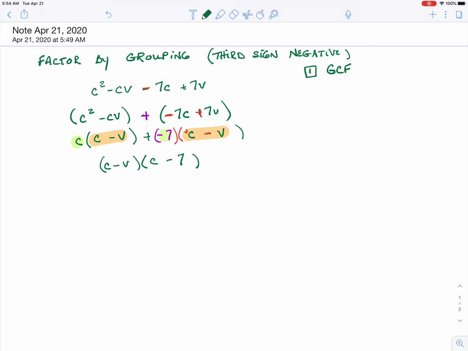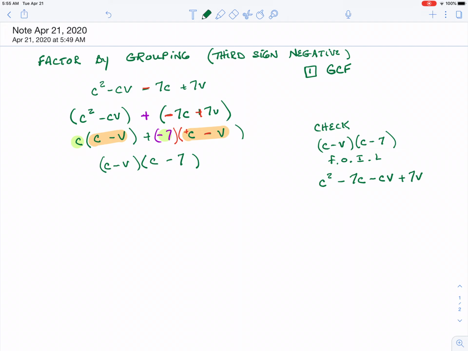Again, let me go off here to the side to check it. And of course, we'll check it using first, outer, inner, last, which we call FOIL. So first times first is C squared. Outside product is negative 7C. Inside product is negative CV. I'll go ahead and write those alphabetically with the C appearing first. And last times last is positive 7V.